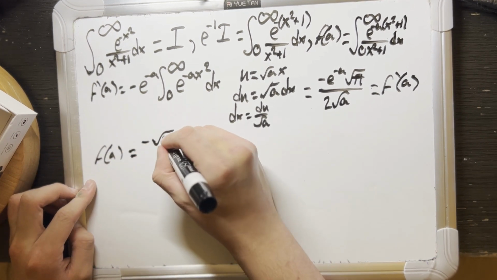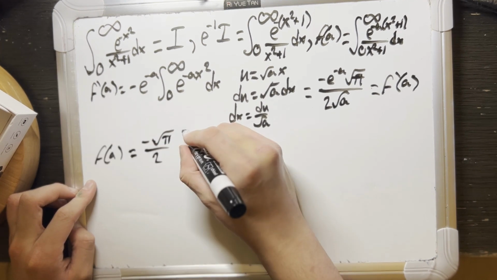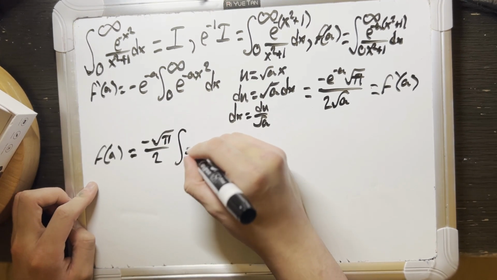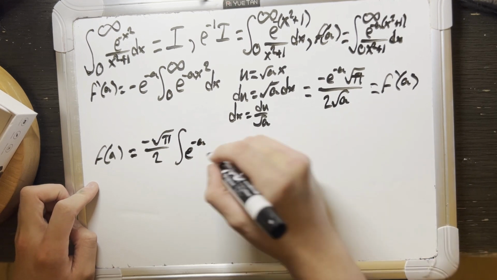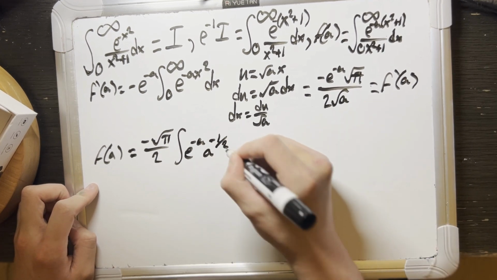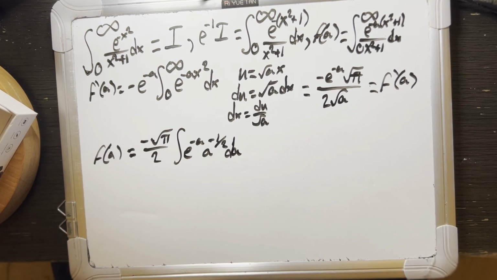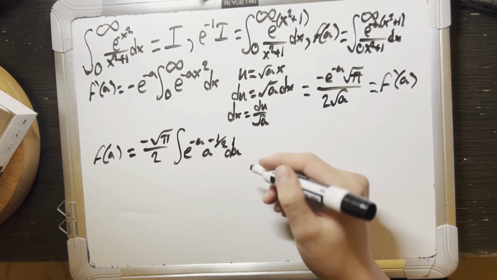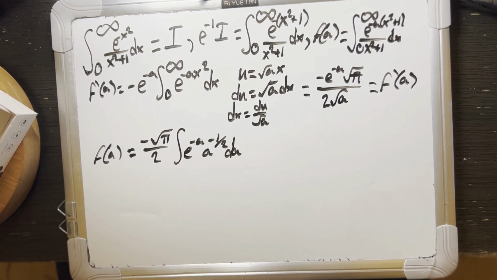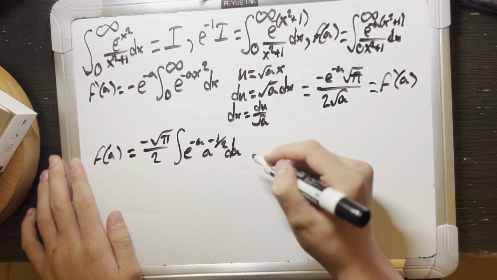minus the square root of pi over 2 times the integral of e to the minus a, and that's a to the minus 1/2 by the exponent rules, da. And this is where people don't really enjoy this. I found this is actually a non-elementary function, which, sorry about that. But I mean, we get pi in the solution, so it's all right.